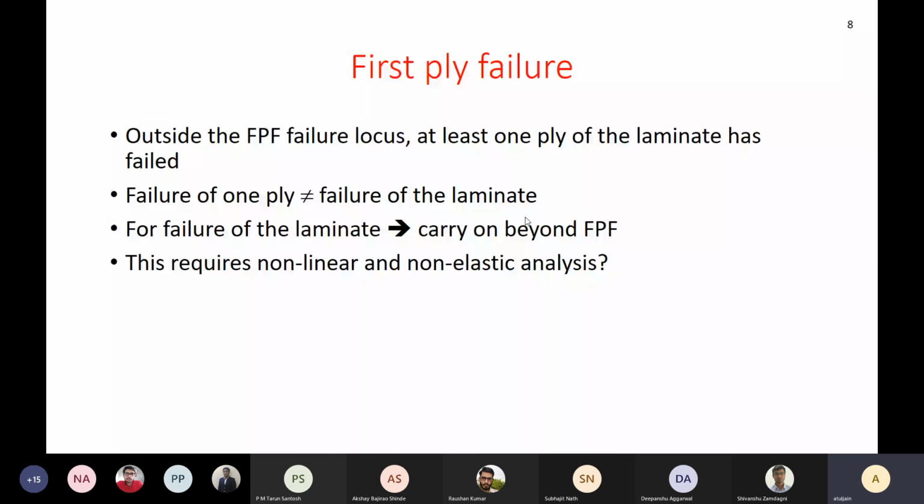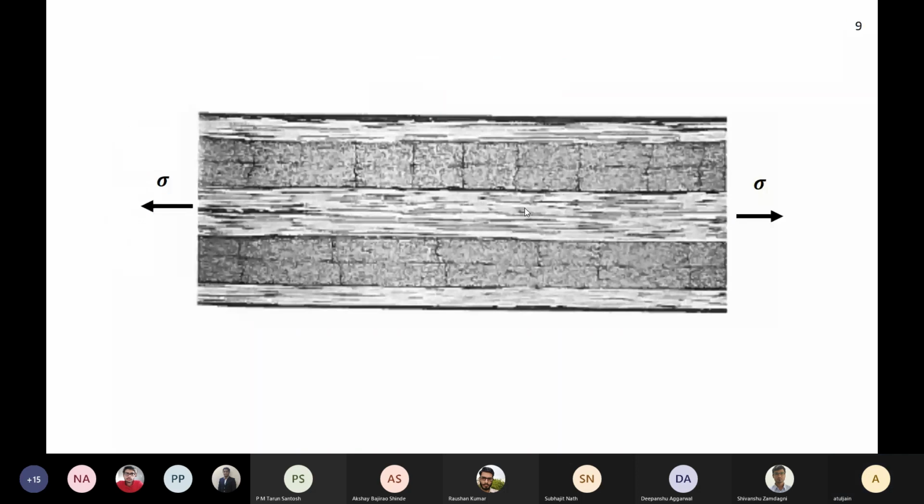So for example, in this, you can see that the top, the middle, the first, third and fifth layers are 0 degrees. Second and fourth are 90 degrees. If you see carefully, what do you see? You see lots of cracks in the 90-degree plies. The 0-degree ply is almost intact.